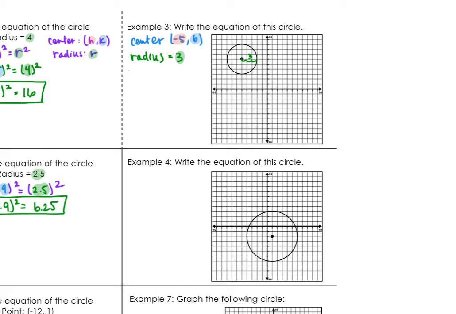So it's going to be x minus h, so it's x minus negative 5 squared plus y minus k, so y minus 6 squared equals my radius squared, so 3 squared. And then simplifying, x minus negative 5 becomes x plus 5 squared. Y minus 6 stays y minus 6. And then 3 squared is 9. Okay, so the only time your parentheses really change is if there's a double negative, it becomes positive. So there's the equation of my circle.